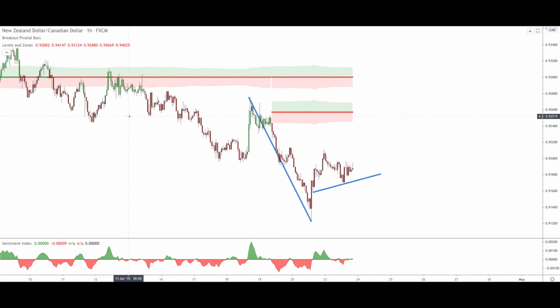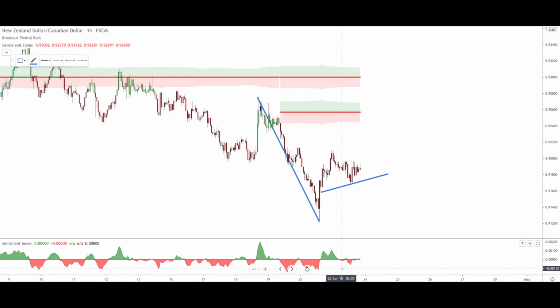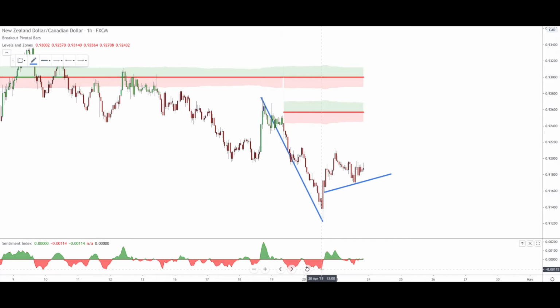The fact that I believe so is confirmed by the fact that from this point to this point we can draw a trend line on the sentiment index as well, and what this trend line is saying is that the bearish sentiment index, so the sentiment index in red, is getting compressed towards the zero line.